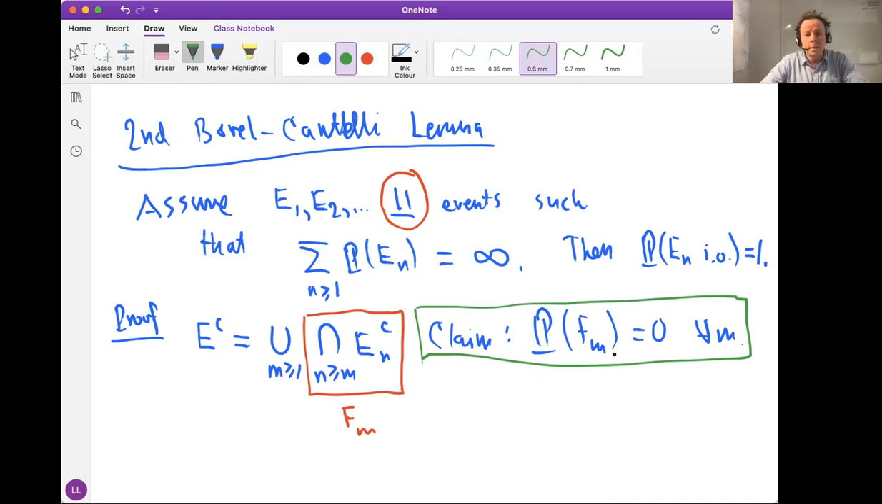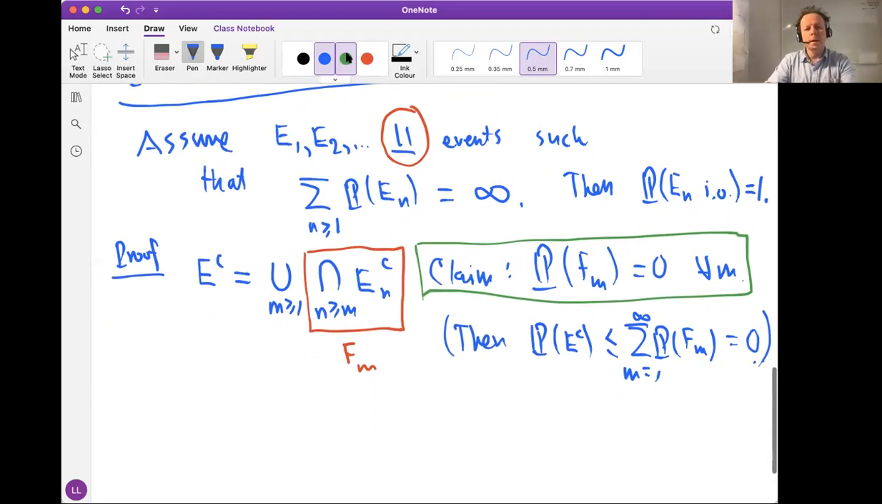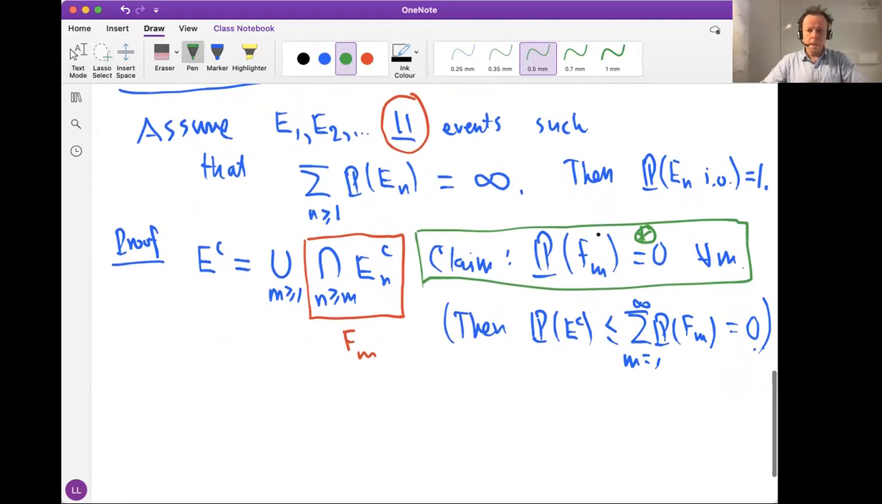And if this claim is true, then we know that the probability of E complement is, by the union bound, less than the sum from M equals 1 to infinity of the probability of Fm. If this is 0 for all M, then we get 0 in the upper bound and we are done with the proof. So we only need to prove this green claim. Then we are done with the proof of the second Borel-Cantelli lemma. How to prove this?